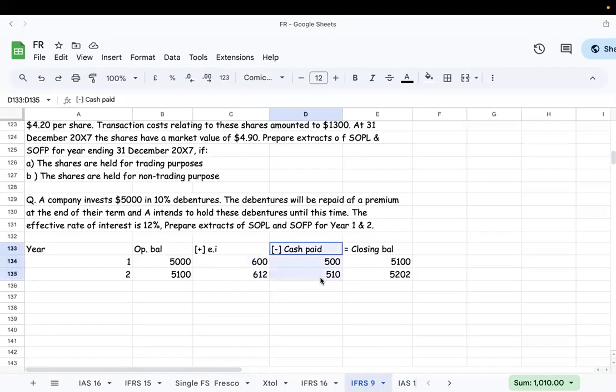We are not actually taking the cash paid, we are taking the effective interest because there is a question of time value of money. So always effective interest is taken, not the cash that we receive. So this becomes an income in SOPL, and this becomes the closing balance in SOFP under non-current assets. Clear? So that's it.